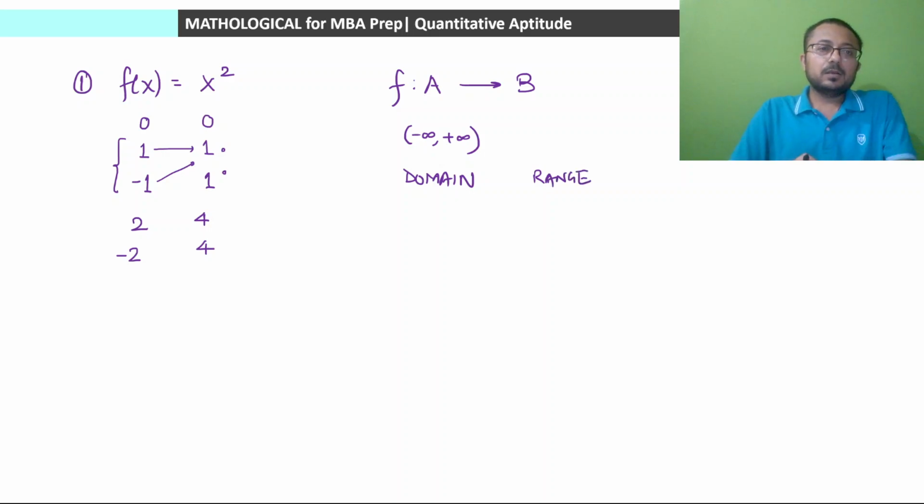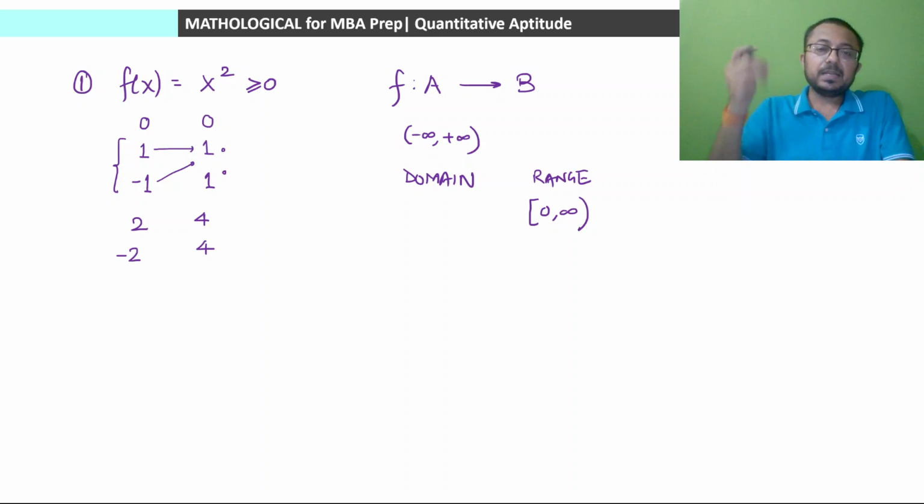रेंज क्या होगा? Since f(x) is equal to x square, so x square will always be greater than or equal to 0. Minimum value भी 0 आएगा, maximum value can be plus infinity. So our range will be from 0 to plus infinity. Domain is from minus infinity to plus infinity and range will be from 0 to plus infinity. क्या ये पार्ट क्लियर है?